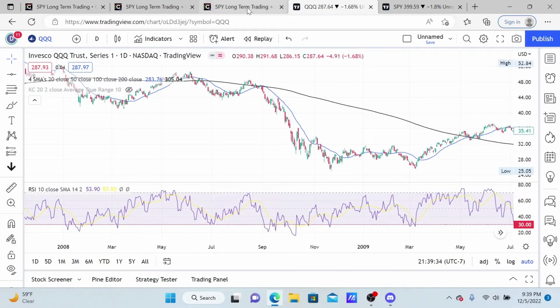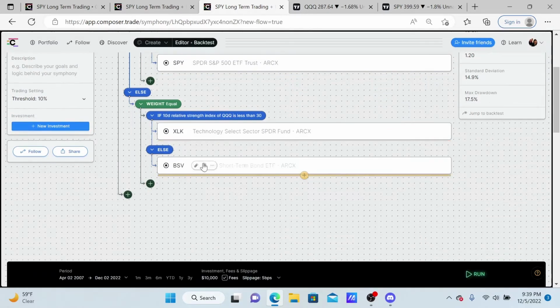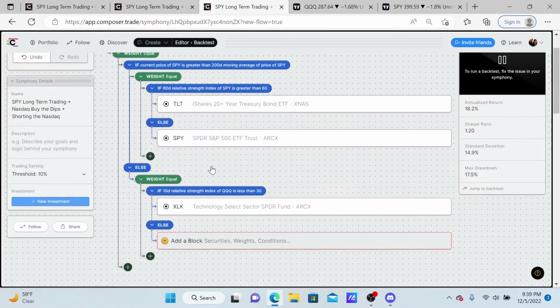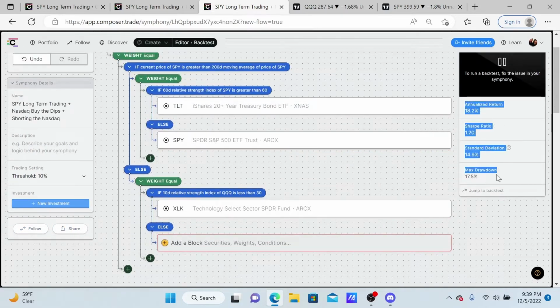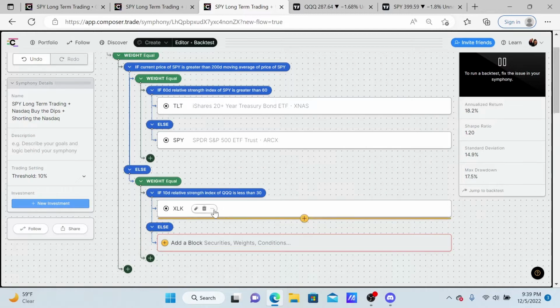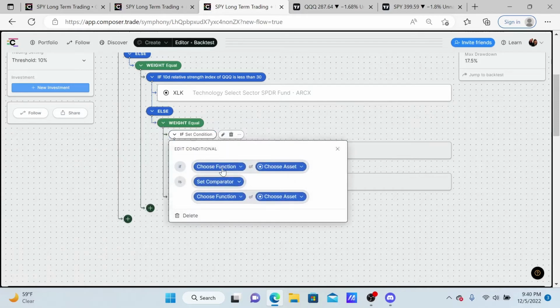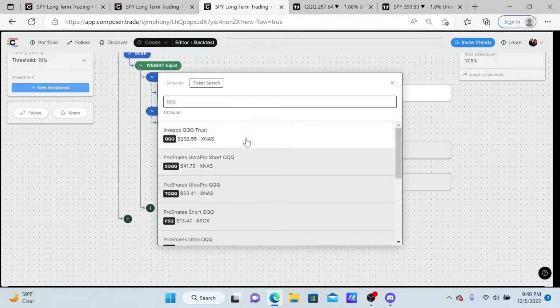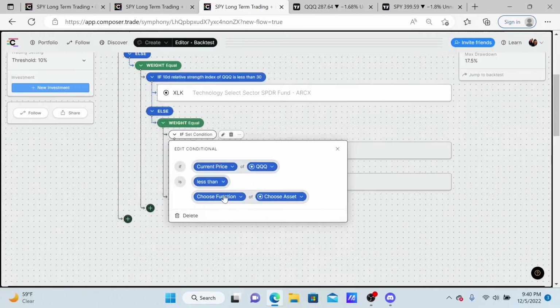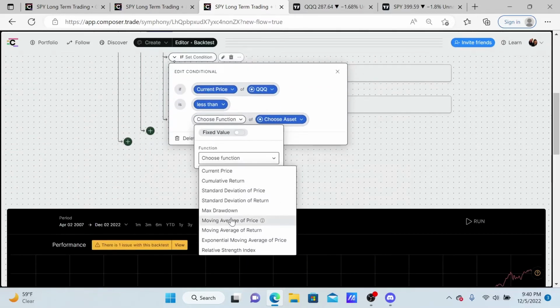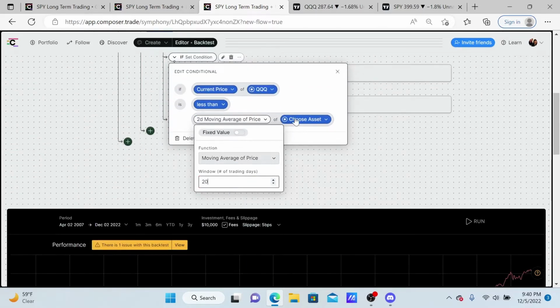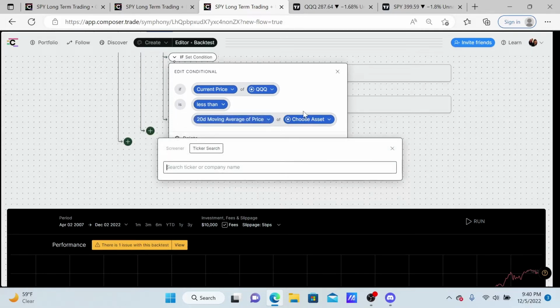But anyway, what it looks like is it's going to occur down here after the dip buys. So I'm going to delete BSV. As of right now, the annual returns are 18.2%. The max drawdown is 17.5%. So what I'll do is simply add another if-then statement. I'm going to choose the current price of QQQ, and I'm going to go less than the moving average of price for a 20 trading day period.